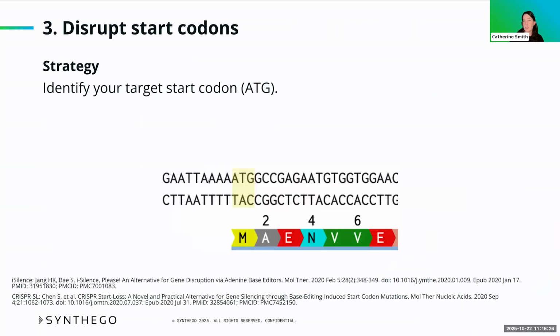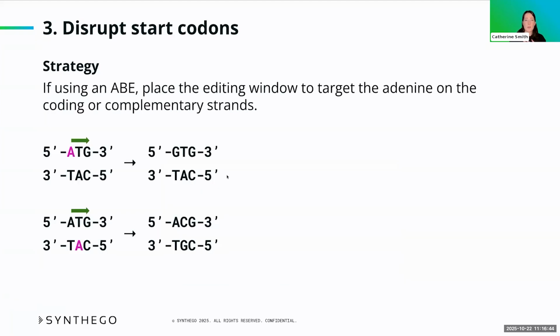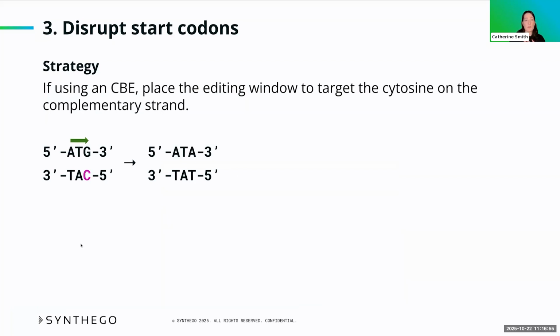Another strategy for disrupting gene expression is to disrupt a start codon. To identify potential guide RNAs for this edit type, you'll need to start by identifying your start codon of interest. The nice thing about this strategy is that it is compatible with both adenine and cytosine base editors. If you're using an adenine base editor, you can place your editing window to target either the adenines on the coding or the non-coding strand. And if you're using a cytosine base editor, you can design your guide RNAs to place your editing window over the cytosine on the non-coding strand.